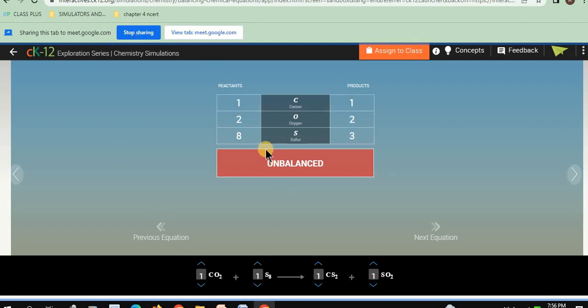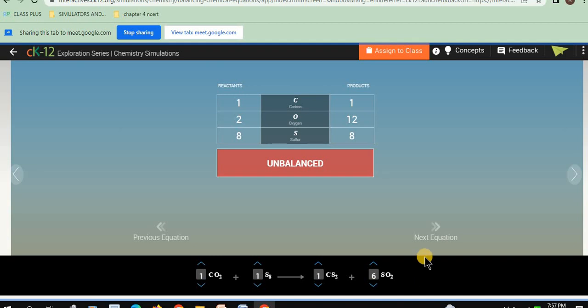Now try this question. Good question. Carbon, how many? 1. Sulfur, how many? 8. So now 2 here, right? And 2 here. So if you increase carbon and sulfur here, if you increase to 4, it becomes 6.